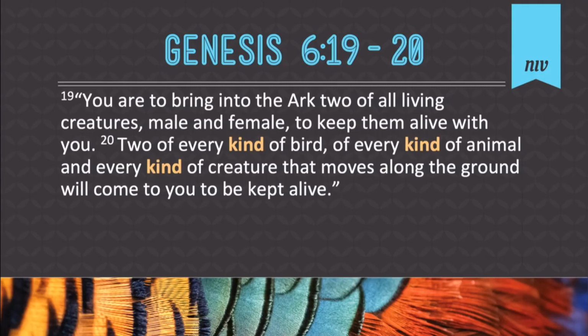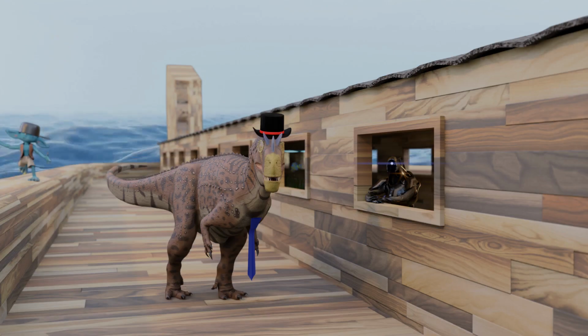Next, we'll look at what he says when we're dealing with the ark. Genesis 6:19 through 20. God tells Noah, "You are to bring into the ark 2 of all living creatures, male and female, to keep them alive with you. 2 of every kind of bird, of every kind of animal, and every kind of creature that moves along the ground will come to you to be kept alive." Again, that doesn't include a definition. Does she not know what a definition is? Would she recognize one if she read one?